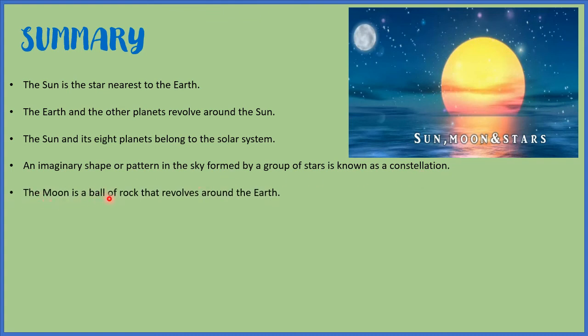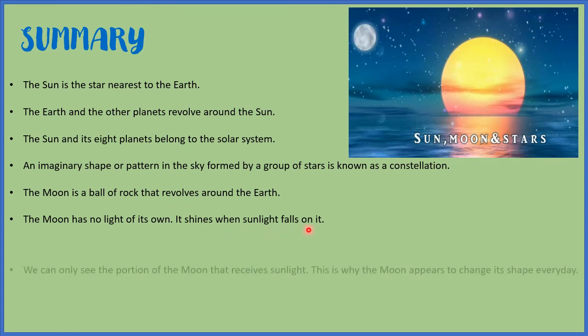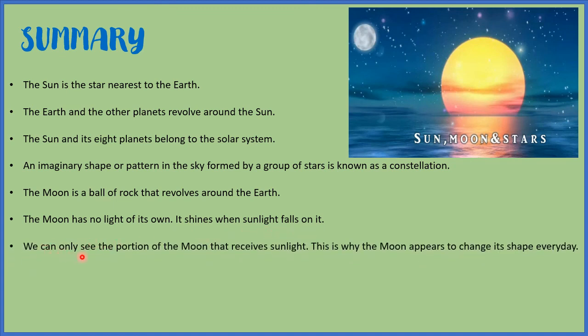The moon is a ball of rock that revolves around the earth. The moon has no light of its own. It shines when sunlight falls on it. We can only see the portion of the moon that receives sunlight. This is why the moon appears to change its shape every day.